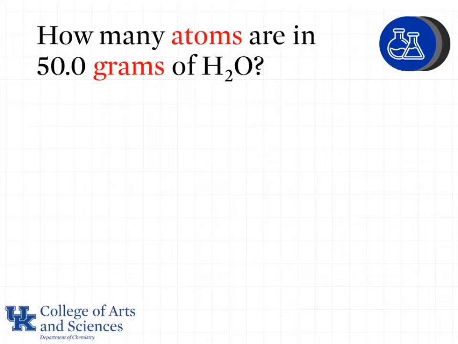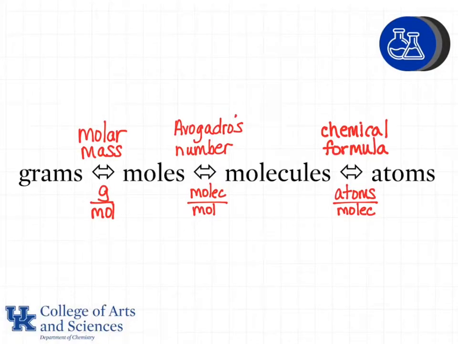Now let's look at an example where we take it one step further. How many atoms are in 50 grams of water? Looking back at our diagram, we see that we're starting with grams. We're going to use molar mass to convert to moles, Avogadro's number to convert to molecules, and then look at the ratio in the chemical formula to determine atoms. So in this case, we're going to go all the way from one end of our diagram to the other.